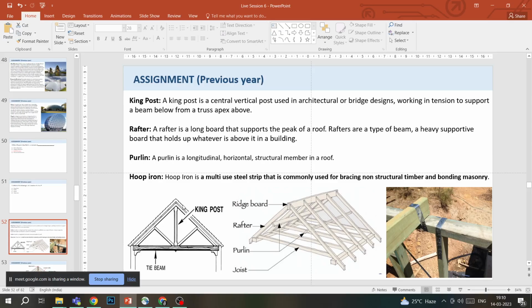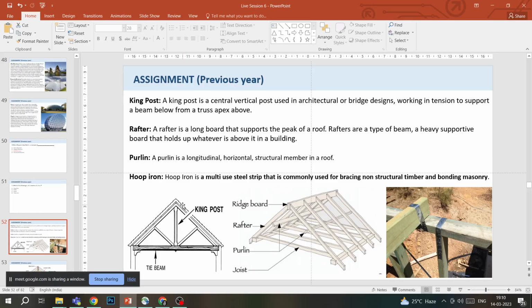Purlin. A purlin is a longitudinal, horizontal, structural member in a roof. Purlins are usually perpendicular to rafters. They support the rafters. They are longitudinal, and the span of the whole roof would be the span of the purlin, and they support the rafter. You can see in the diagram what a purlin looks like.